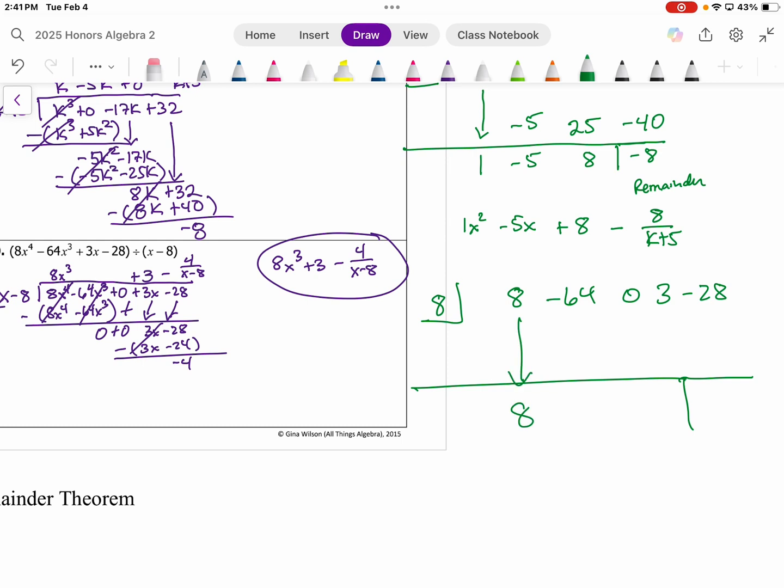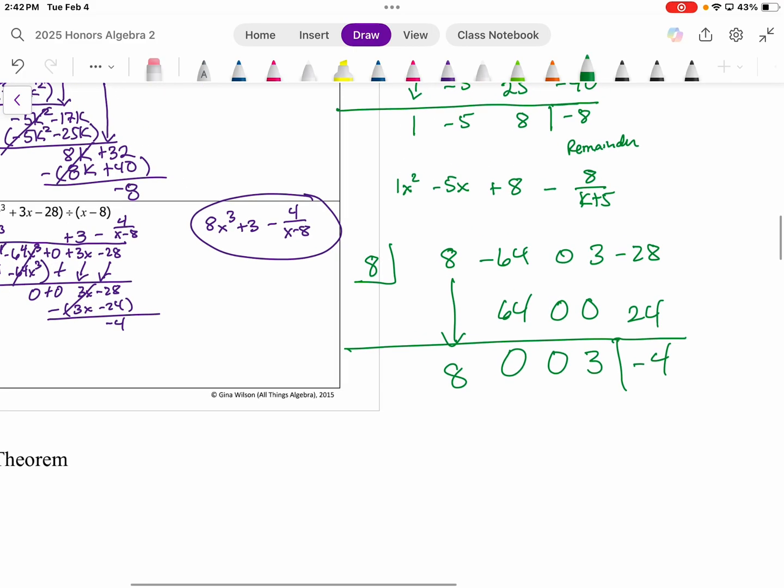8 times 8 is 64. Add down is 0. 8 times 0 is 0. Add down is 0. 8 times 0 is 0. Gives me 3. 8 times 3 is 24. Gives me a negative 4. And then now I have minus 4 over x minus 8. I have a positive 3 in front of it.